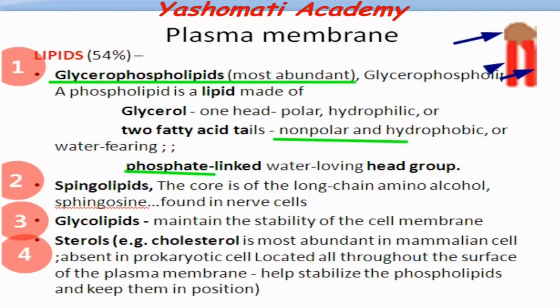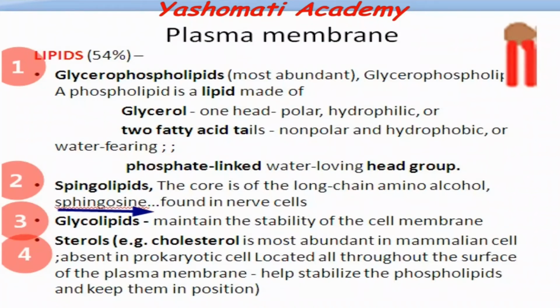Now, if you look at some other kind of lipids present in the plasma membrane, they are sphingolipids. Sphingolipids are those which have a core of long chain amino alcohol, that is sphingosine. This amino alcohol gives its name, and that is why it is called sphingolipids. It is found in nerve cells. This is the characteristic feature of nerve cells, that this kind of lipid is found there.